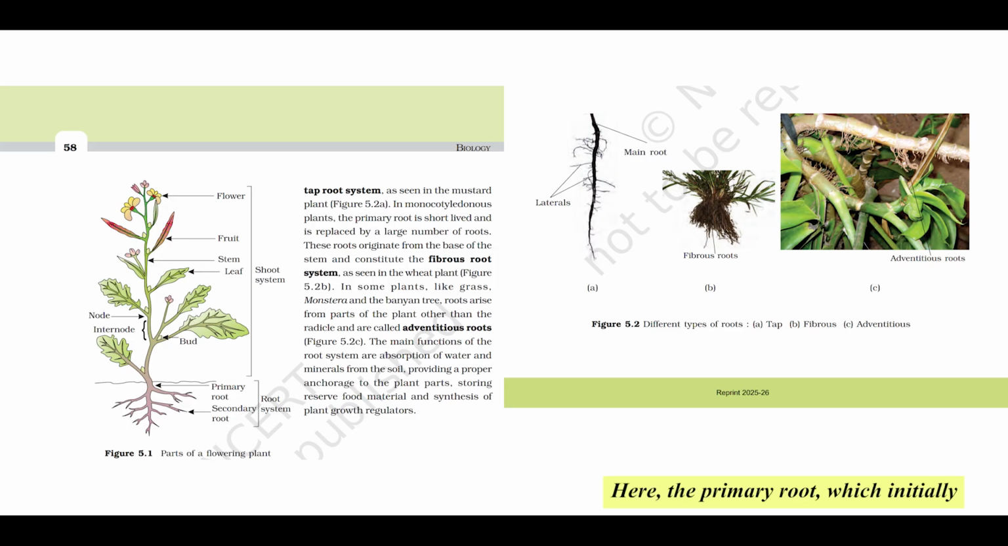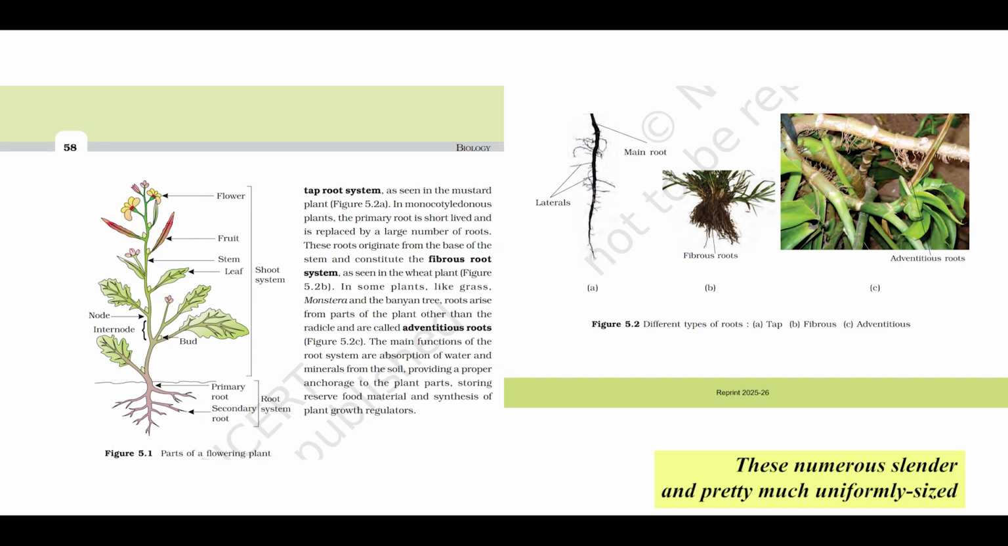Here, the primary root, which initially develops from the radicle, is quite short-lived. It quickly degenerates or is replaced within a short period after germination. In its place, a large number of roots emerge. But crucially, and this is the key difference, these roots originate directly from the base of the stem itself, not from the radicle's direct elongation.